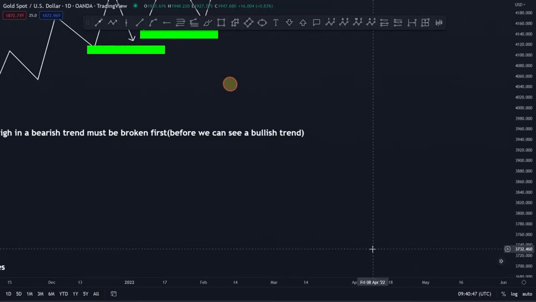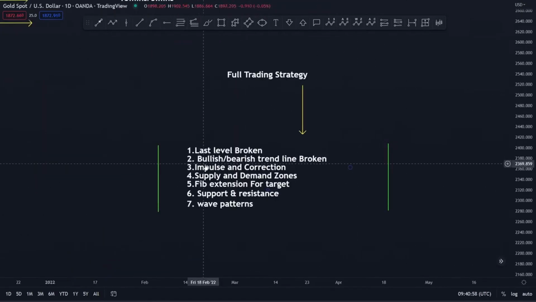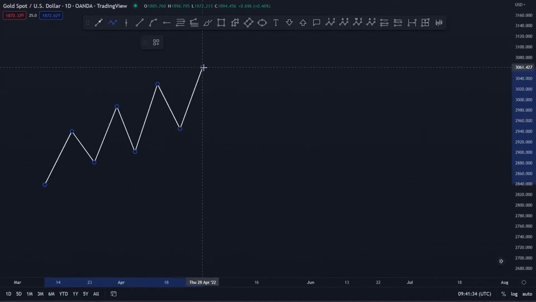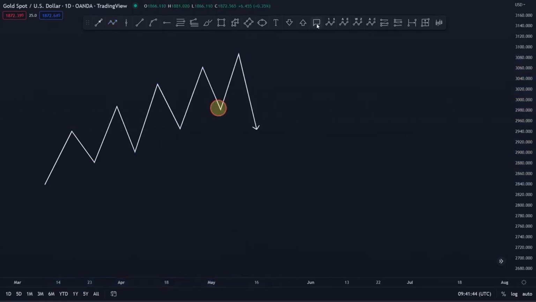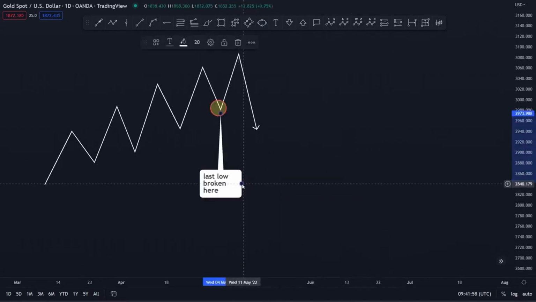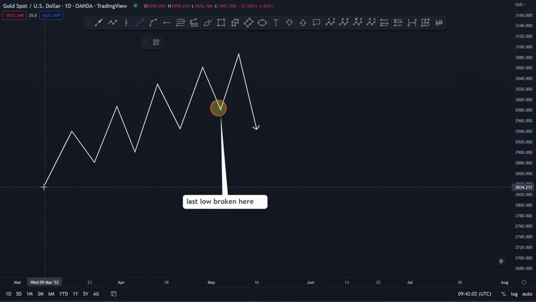Okay, so let's look at another rule, which is a bullish or a bearish trend line being broken. This is the second rule, because we have already covered the last level being broken. So now we need a bullish or a bearish trend line to be broken first, and then we also need to see an impulse and a correction. Let me show you. This is step one, where we have to see the last low being broken first. Right now we have to see this last low broken here, and then the next step is to see if the market has broken the bullish or bearish trend line.